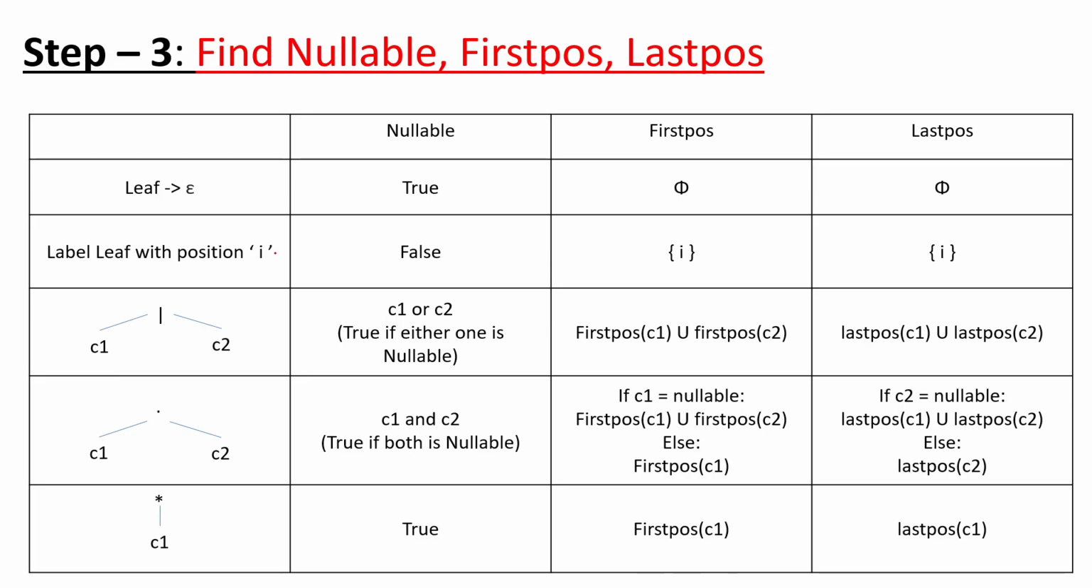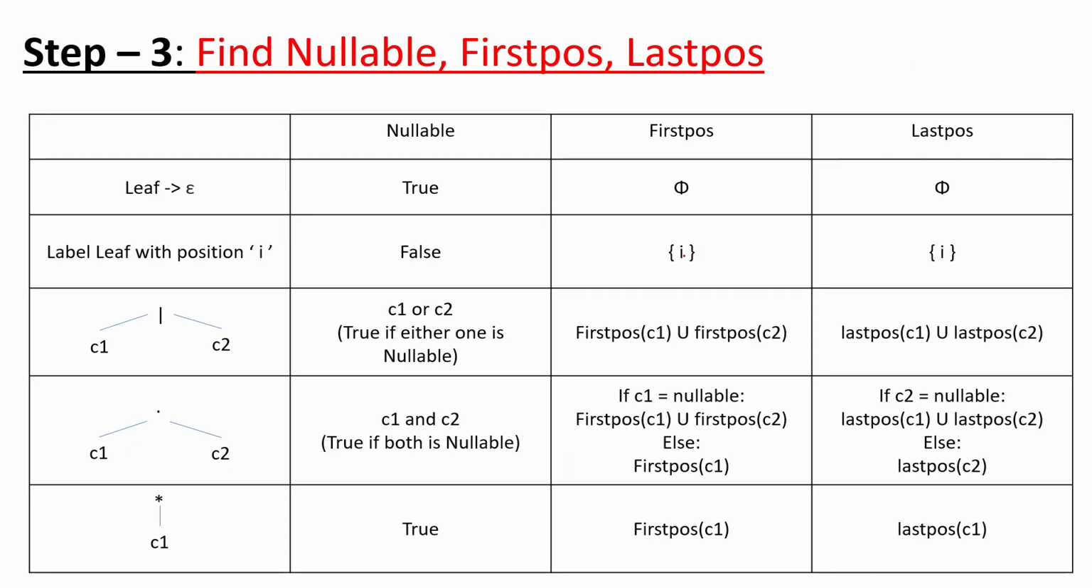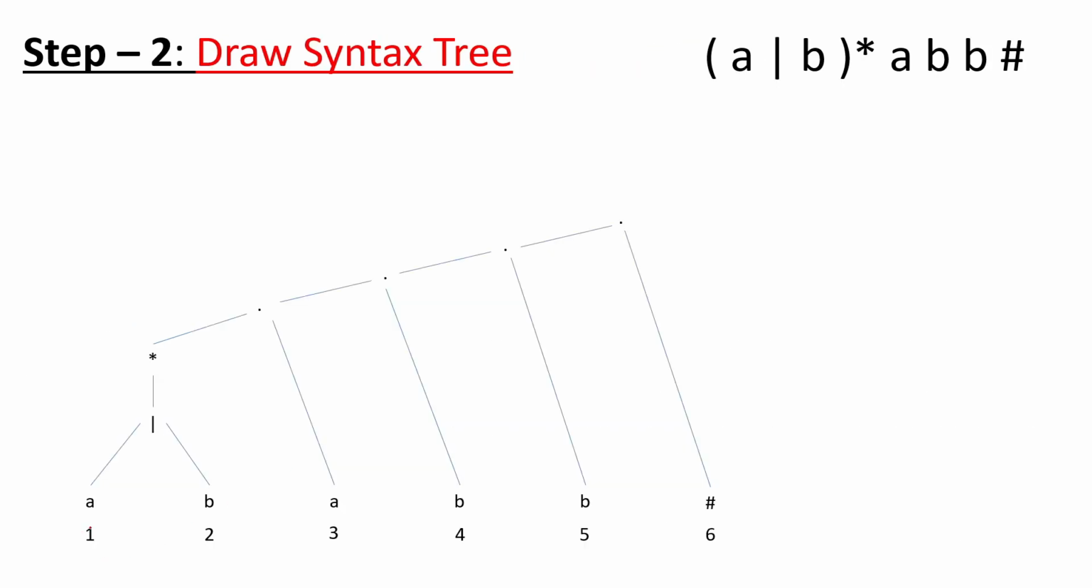Label leaf with position i. That is, initially by default all of the leaf nodes are false. These are not nullable. Its first pos will be the same as its node number. That is, here it has 1, so its first pos will also be 1, its last pos will also be 1. For this node, its first pos will be 2, its last pos will also be 2. For this one, its first pos will be 3 and last pos will be 4, and sequentially for the rest.